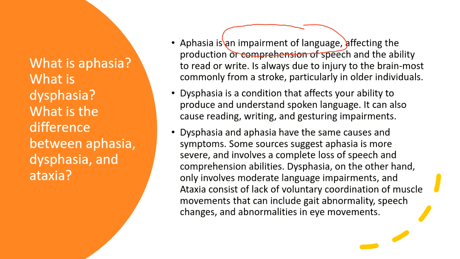Dysphagia is a condition that affects your ability to produce and understand spoken language. Okay? So dysphagia has to do with your inability to speak your language. And then aphasia is you're having difficulty understanding language. So they're pretty much similar, aphasia and dysphagia. It's just suggested that aphasia is more severe. Okay. Dysphagia is more moderate language impairments, while aphasia is more severe.